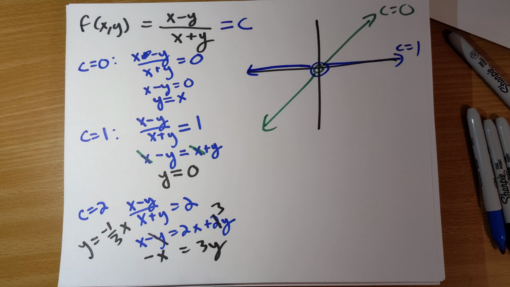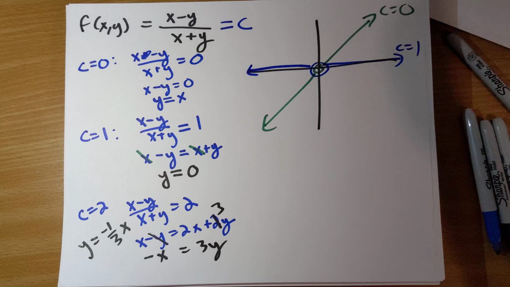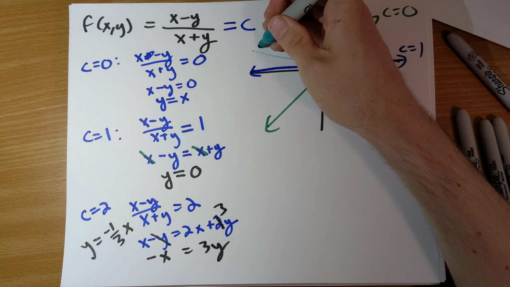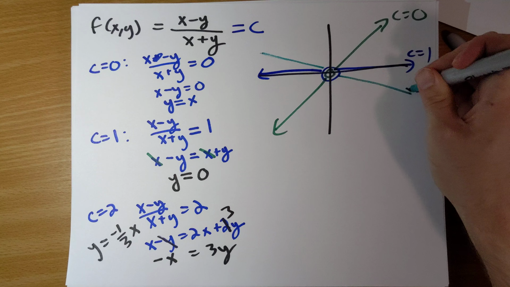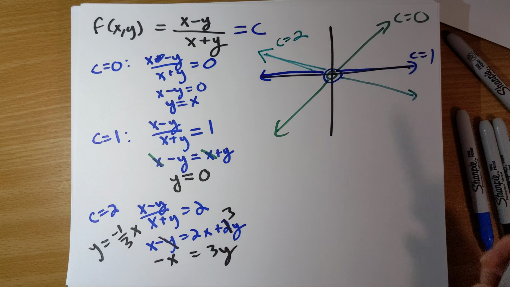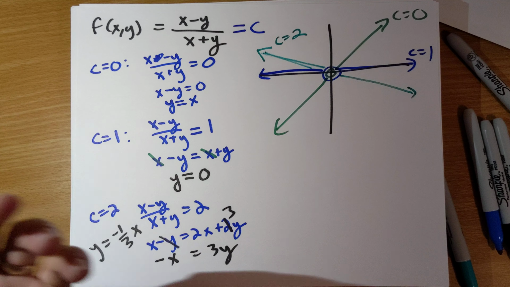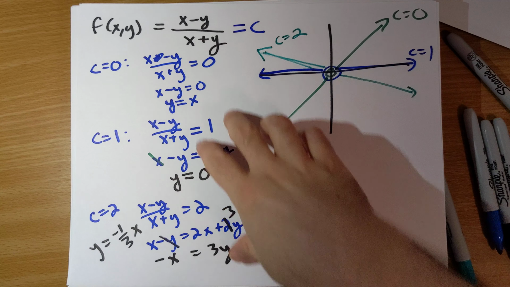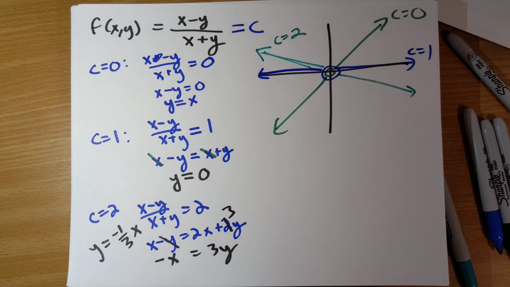And then c is equal to 2, y is equal to negative 1/3 x. So this is sketching these three level curves on a single set of axes.